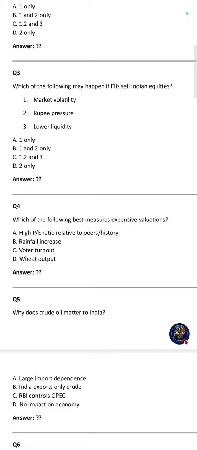1. Market volatility. 2. Rupee pressure. 3. Lower liquidity. The correct answer is C. 1, 2 and 3 all correct.